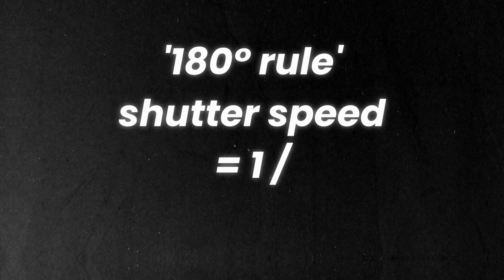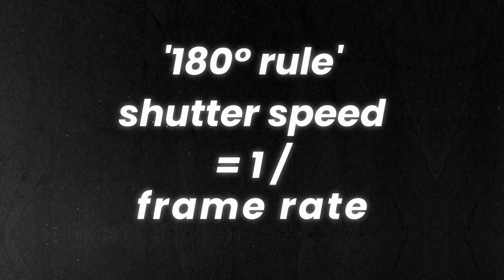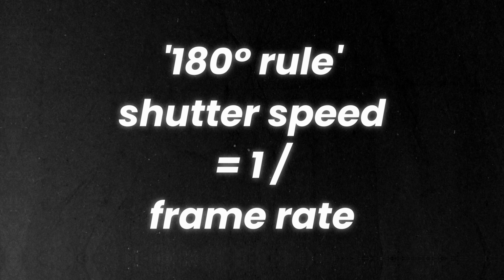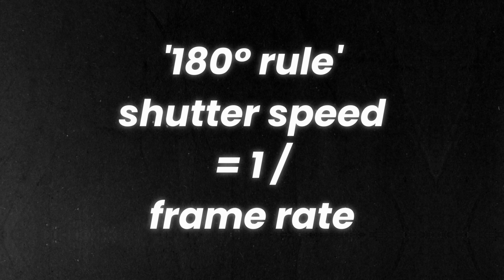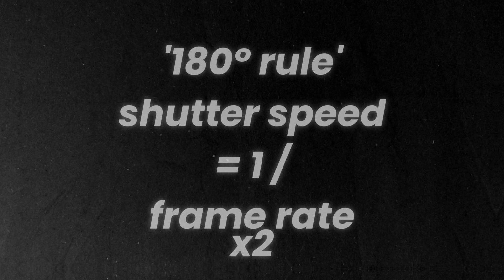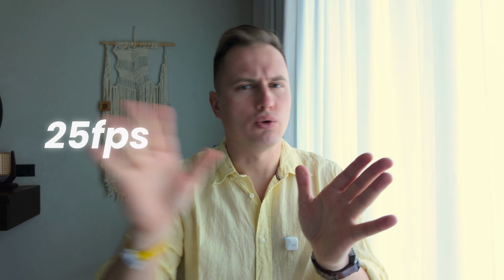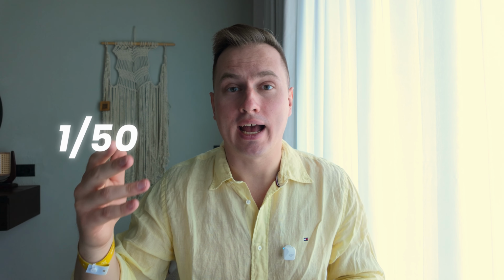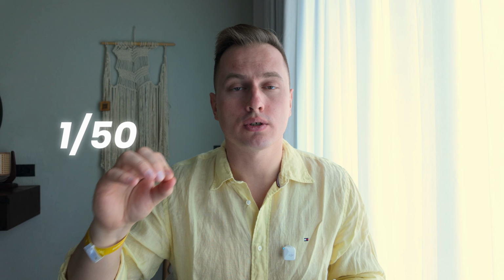And we have to simulate this effect by converting the 180-degree rule into a very simple equation for shutter speed. We have to take the frame rate value, which is how many frames per second you are recording, and then double the frame rate value. For example, let's say you're shooting in 25 frames per second or 24. Double it, and here you have your proper setting for the shutter speed. So now your shutter speed should be 1/50th of a second.